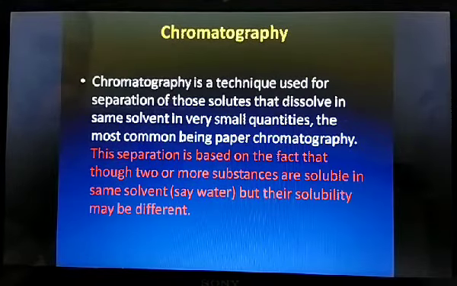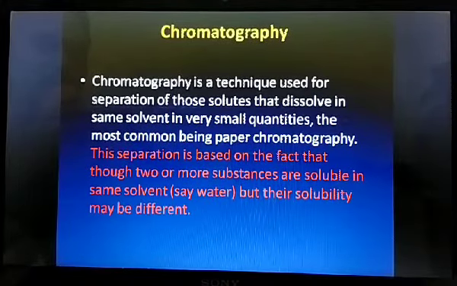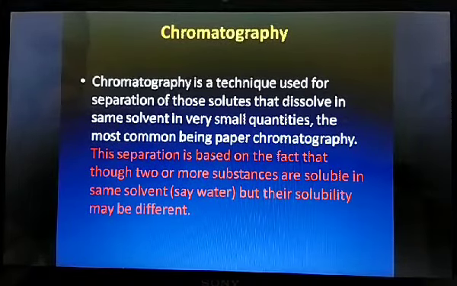The separation is based on the fact that though two or more substances are soluble in the same solvent, let's say water, their solubility is different. So if it is asked what is the basic principle of chromatography, you'll be writing that the basic principle of chromatography is differences in the solubility of the constituents of that color.